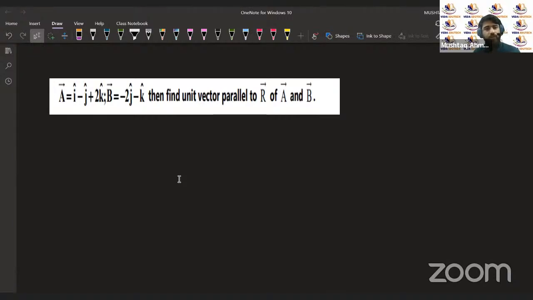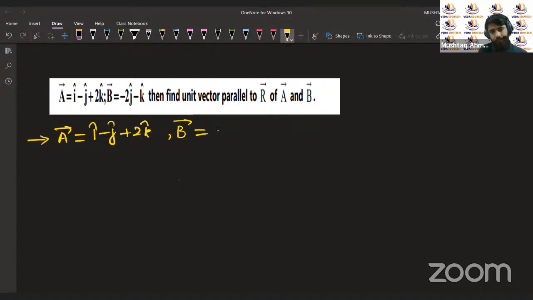So the question is that we have two vectors, a vector i cap minus j cap plus 2k cap, and b vector that's minus 2j cap minus k cap. We have to find the unit vector parallel to r vector of a and b vector. So we have to find a unit vector which is along the direction of resultant of a vector and b vector. So a vector is given as i cap minus j cap plus twice k cap, and the b vector has been given as minus 2j cap minus k cap, right?